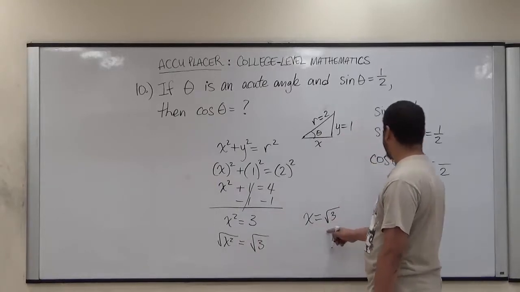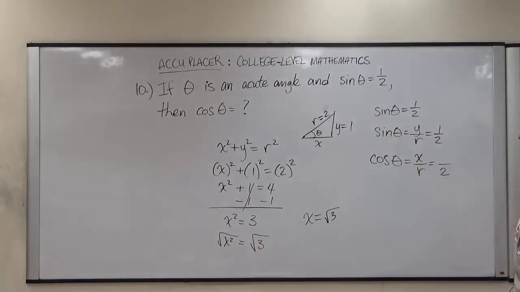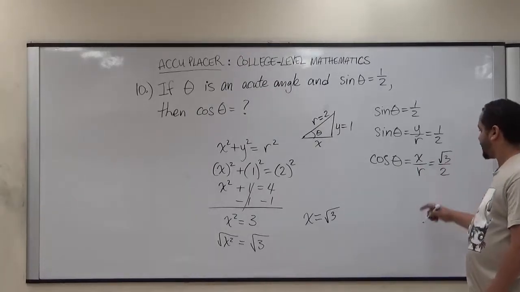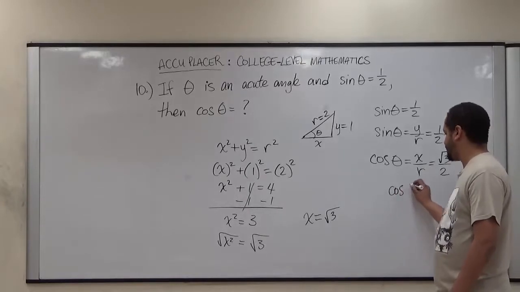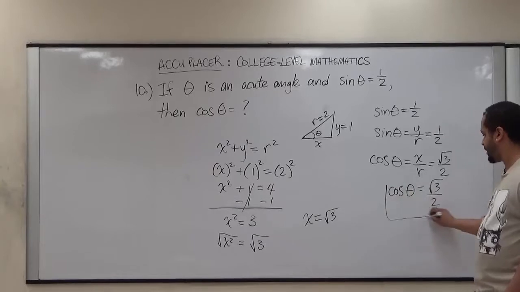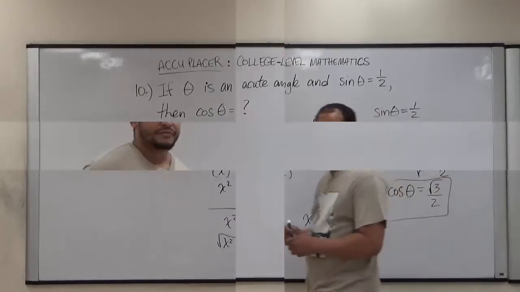Now remember, we already have the equation for the cosine of theta, and that is x over r, being 2, and x being the square root of 3. And there we have it. The cosine of theta is then the square root of 3 over 2. And we're done. Thank you.